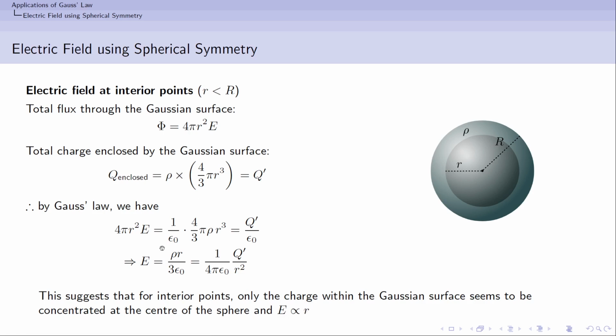And the electric field, we can see here, is not proportional to 1 by r square, it is proportional to r. See, it is directly proportional to r. So E is proportional to r. That's what we observe here.